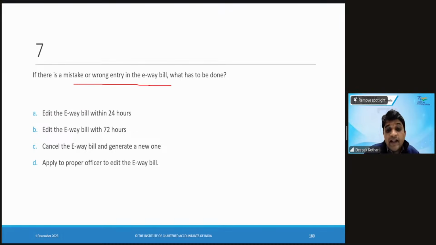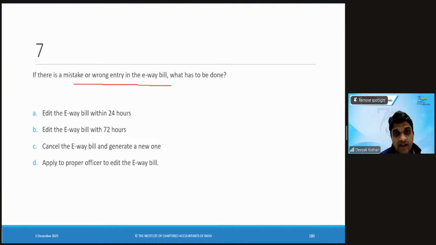Golti Anil Kumar is saying D. Okay. Now, if somebody is saying D, that is, ask the officer to edit it, does the officer have the power? Under e-way bill provisions, whatever e-way bill has been raised, you can only cancel it. Okay, there's a time limit. Yes, within that time limit, you can cancel it.